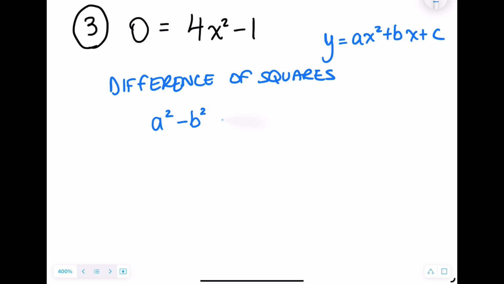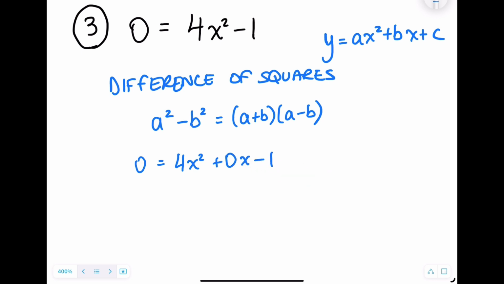Looks something like this, where the factors are a plus b and a minus b. And as I said, you can go the long way around. You could instead write this equation like this. So you could have 4x squared plus 0x minus 1, and then factor according to whichever method you'd like, and it will work out just the same.